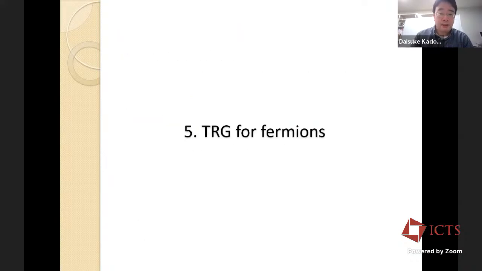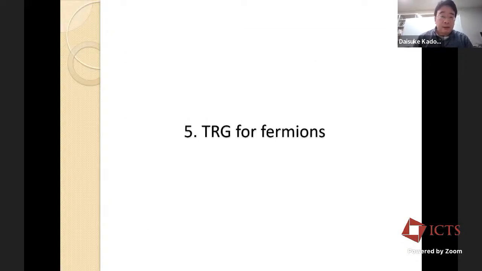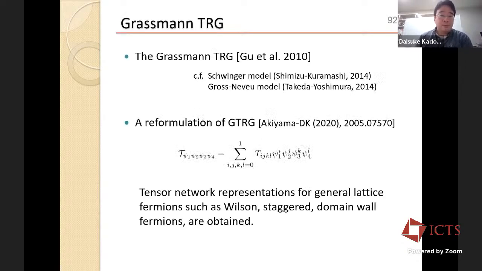Next I will be explaining how to handle fermions in the TRG method. The TRG method for fermions has already been proposed by Gu and others, which is called the Grassmann TRG method. And the Grassmann TRG method, the GTRG method, has already been used to study the Schwinger model and the Gross-Neveu model.